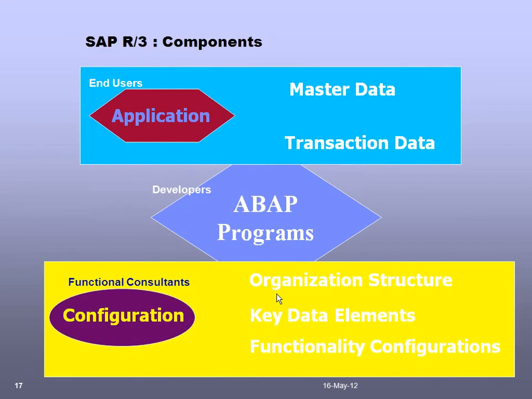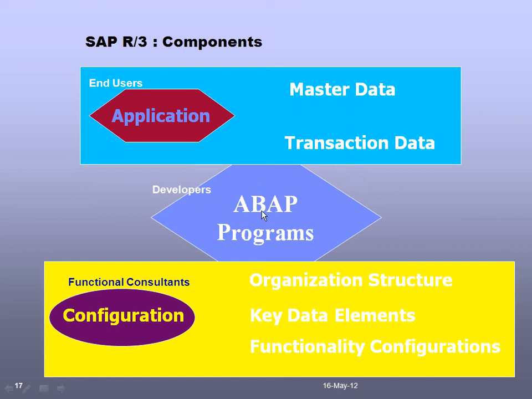Now let's try to make you understand what our three components are. Look at here. The first one is an application component where all these applications are used by the end users. The master data team creates master data objects. The end users like buyers create purchase orders, that is transactional data. But to create master data or transactional data, what do you require? You require ABAP programs. Without programs, nobody can create master data or transactional data. But who will create these things? ABAP programs are created by the developers.